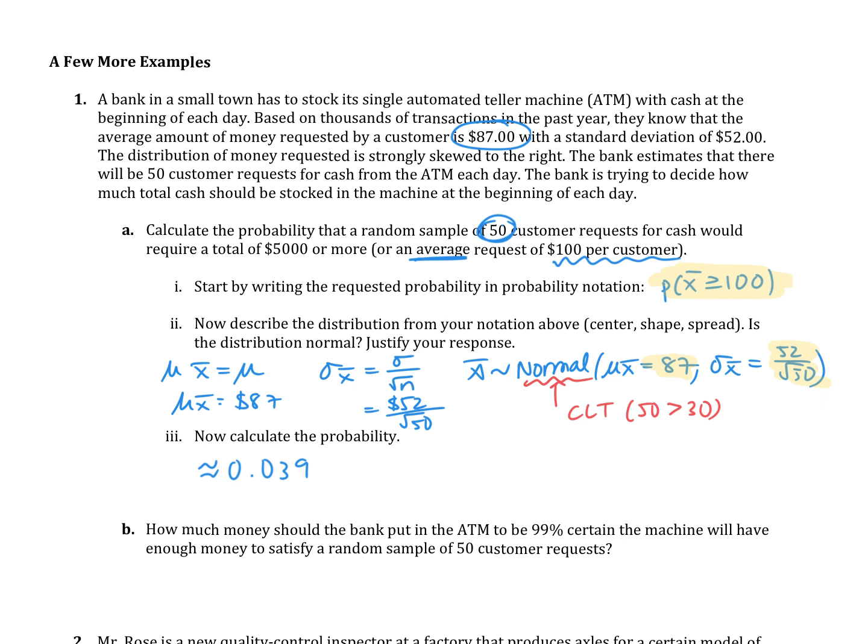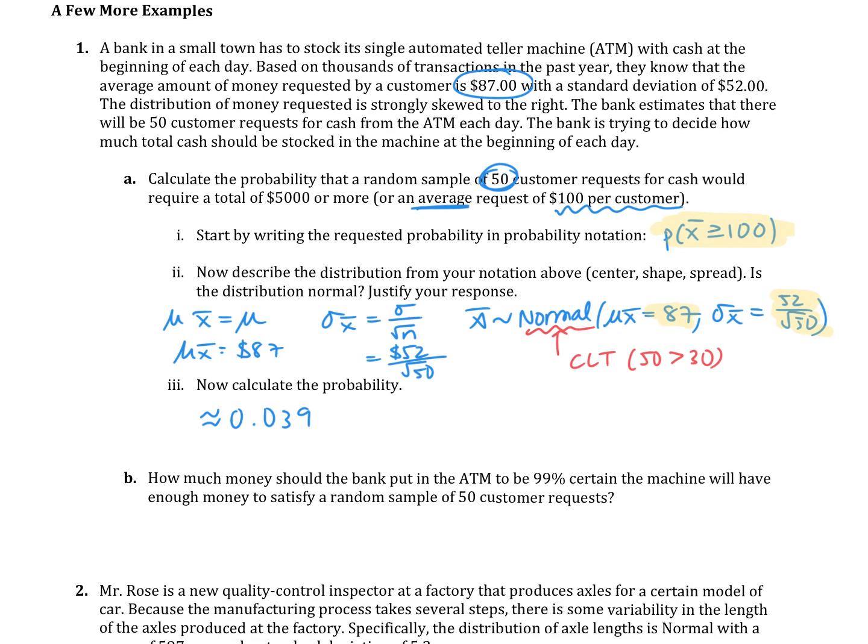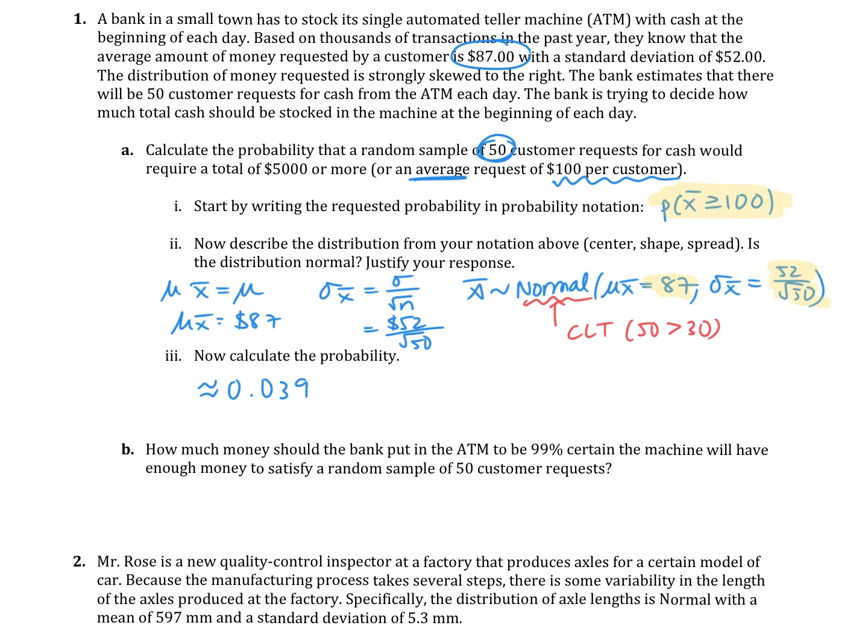Okay, so then part B. How much money should the bank put in the ATM to be 99% certain that the machine will have enough money to satisfy a random sample of 50 customer requests? Ideas? Inverse norm, where the probability is 0.01. Inverse norm. In your calculator, do you have the left, center, right? Okay, what are you choosing, left, center, or right? Let's visualize this.